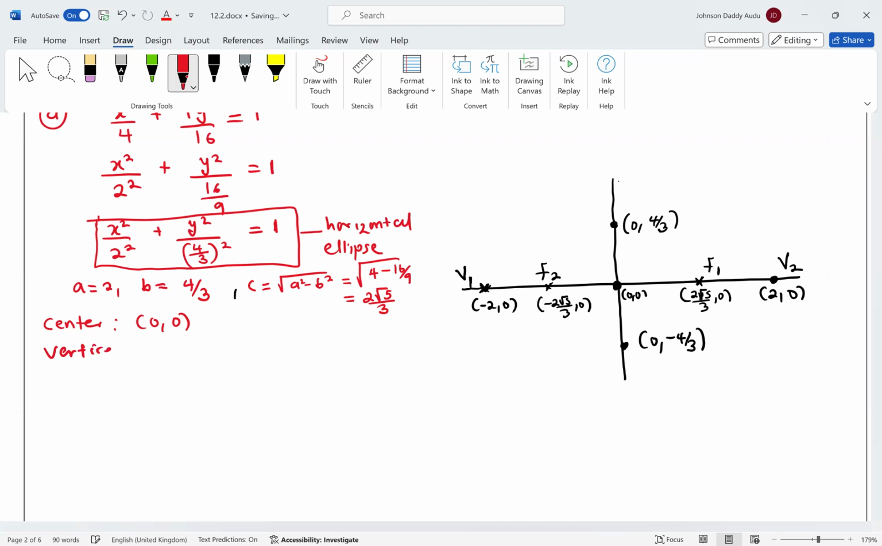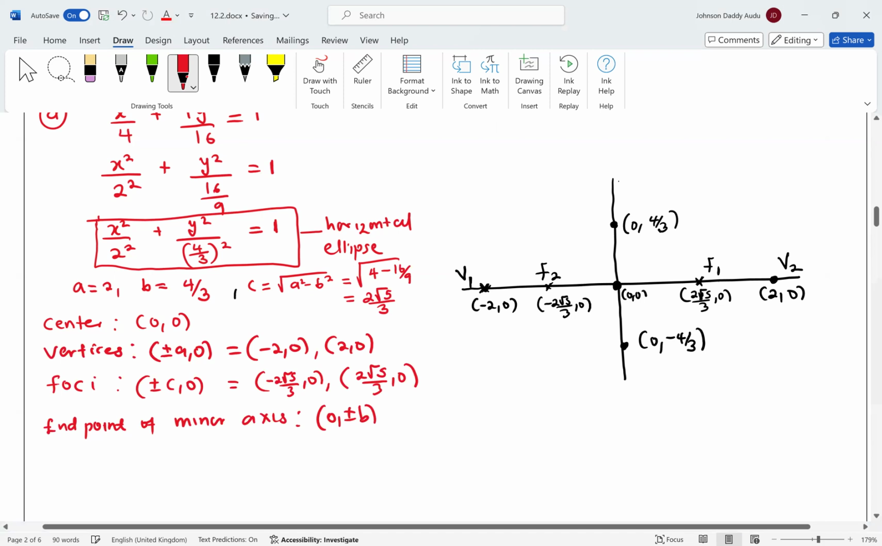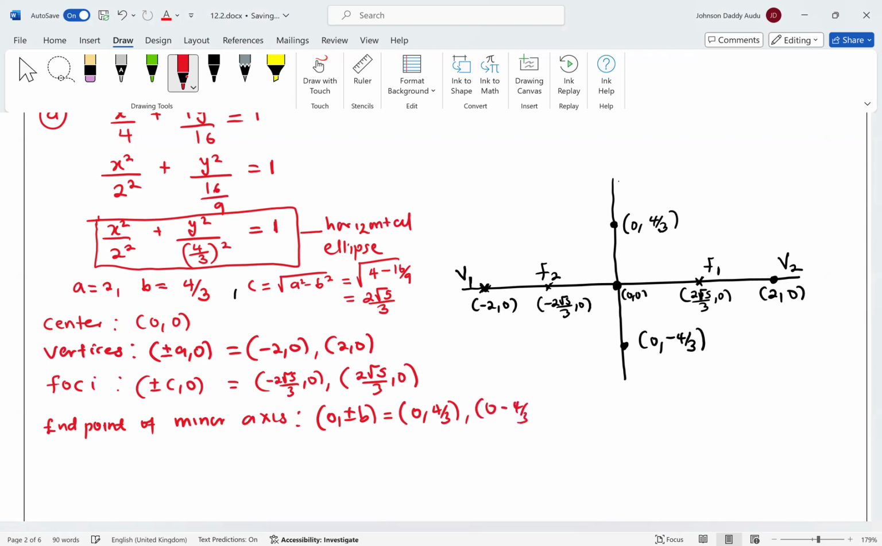So the vertices, by formula, are plus minus a, 0, which is just what we have there, minus 2, 0, and 2, 0. Then we have our foci, which is going to be plus minus c, 0, and this is minus 2 root 5 over 3, 0, and 2 root 5 over 3, 0. Then we can talk about the endpoints of the minor axis, which is just this b here, 0 plus minus b. And this gives us 0, 4 over 3, and 0, minus 4 over 3.